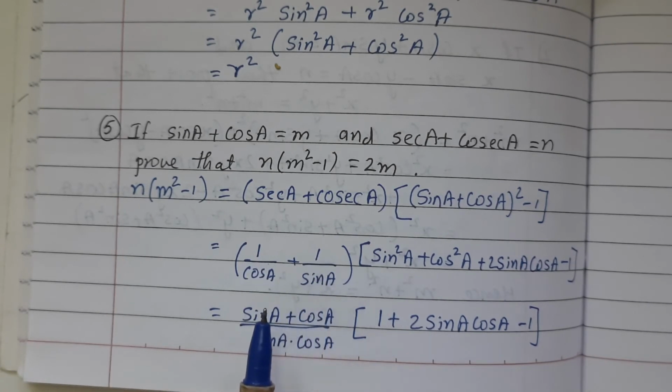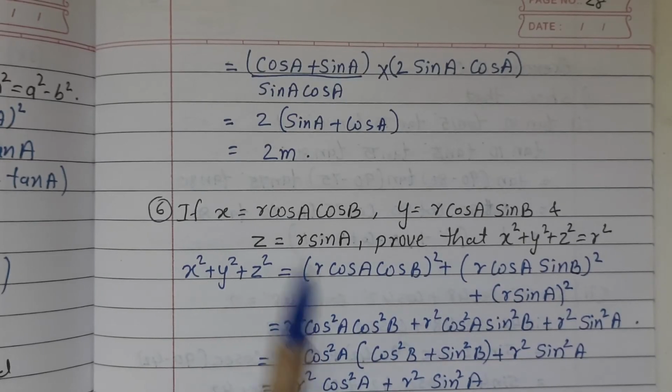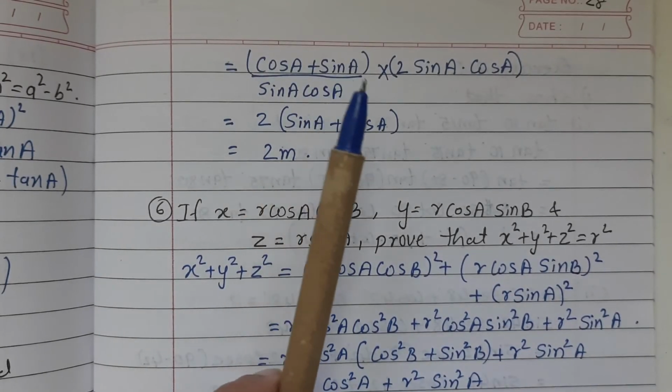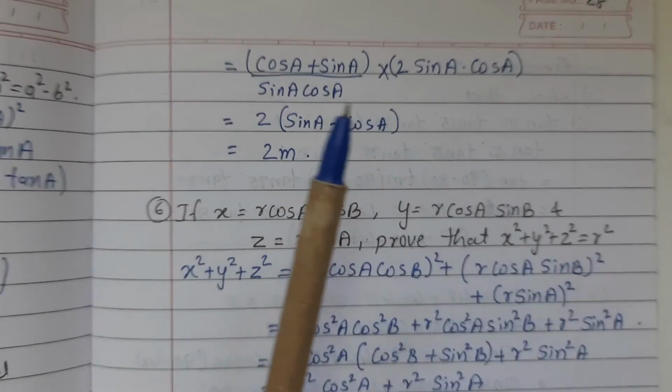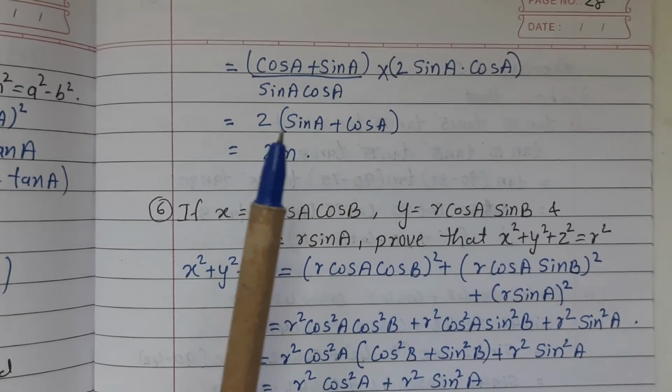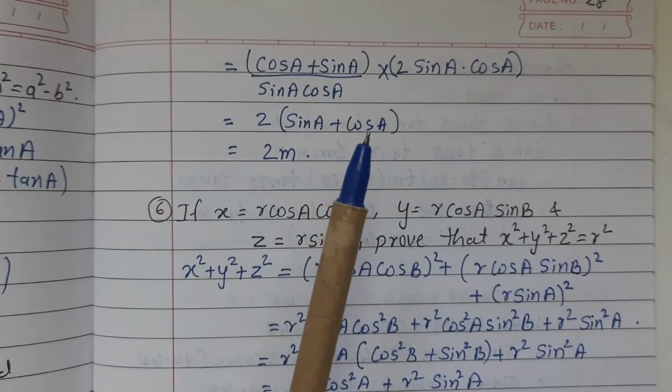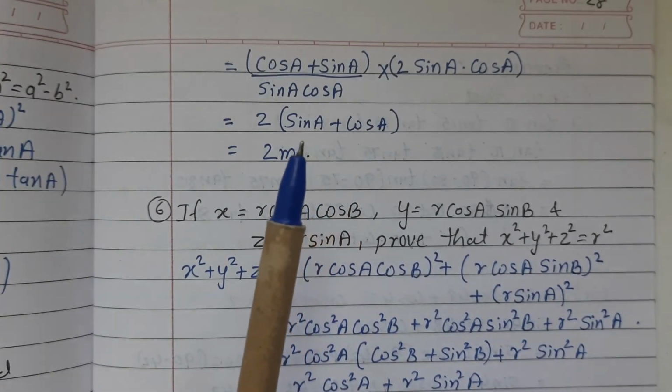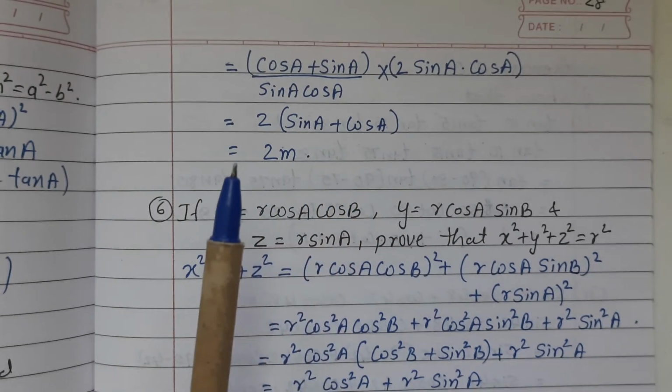We get sin A plus cos A upon sin A cos A into 1 plus 2 sin A cos A minus 1. Plus 1 minus 1 cancel each other. We get equal to cos A plus sin A into 2 sin A cos A upon sin A cos A. Sin A cos A cancel each other, remains 2 into sin A plus cos A, which is equal to, sin A plus cos A is m, so equal to 2m.